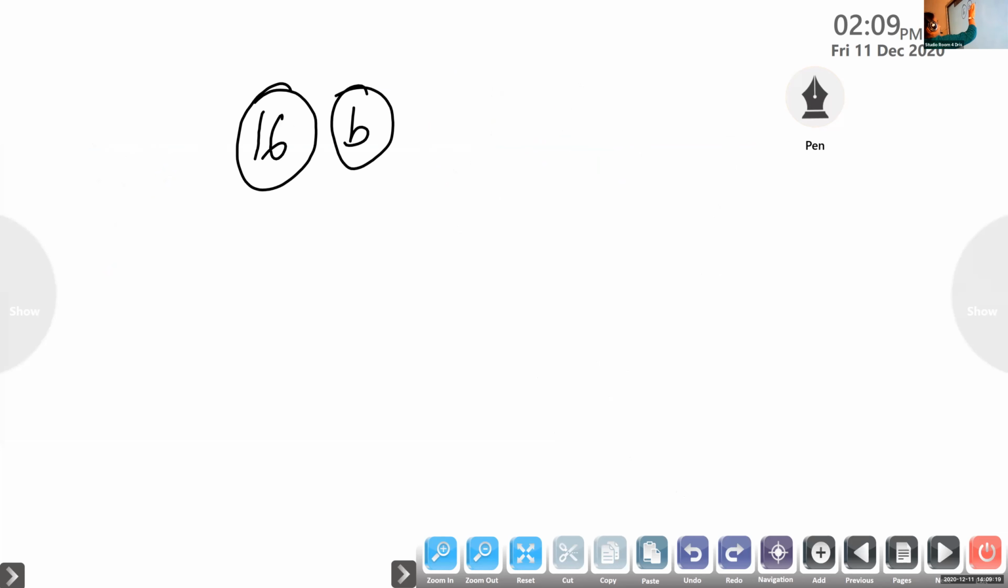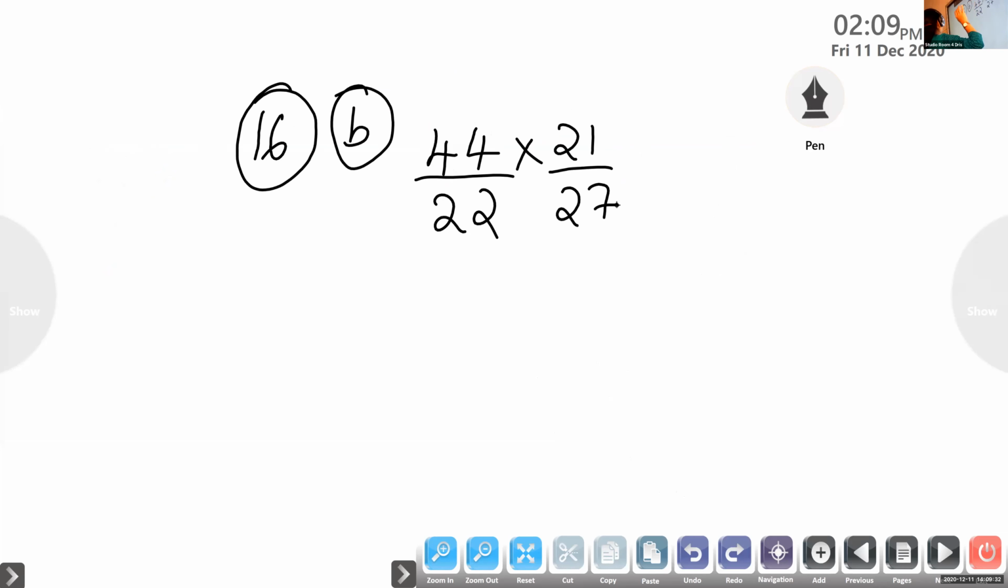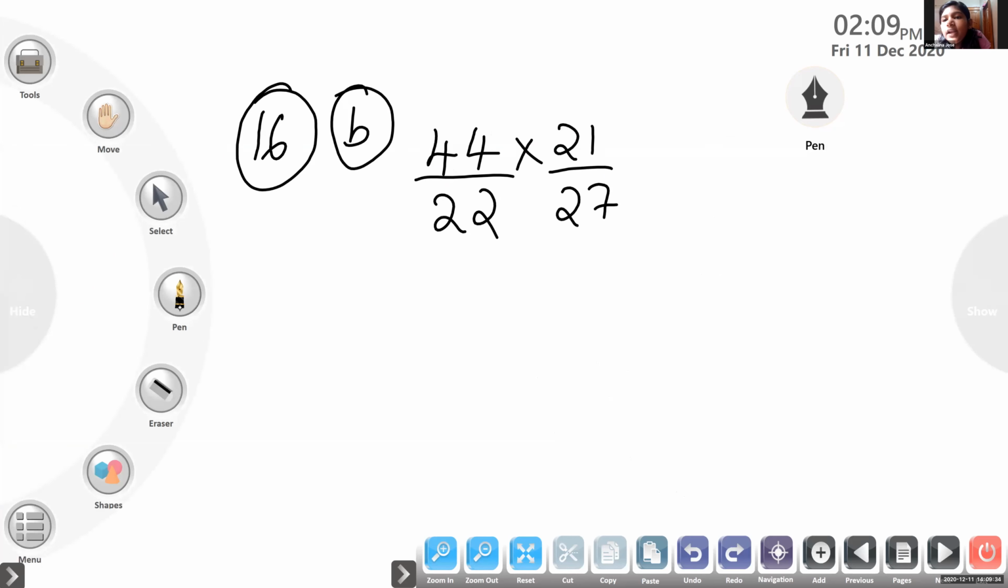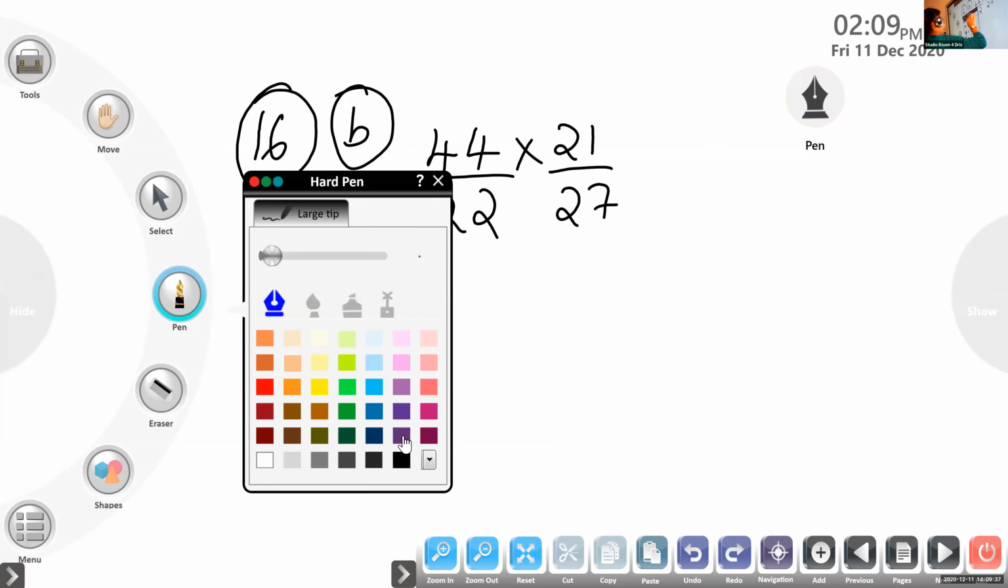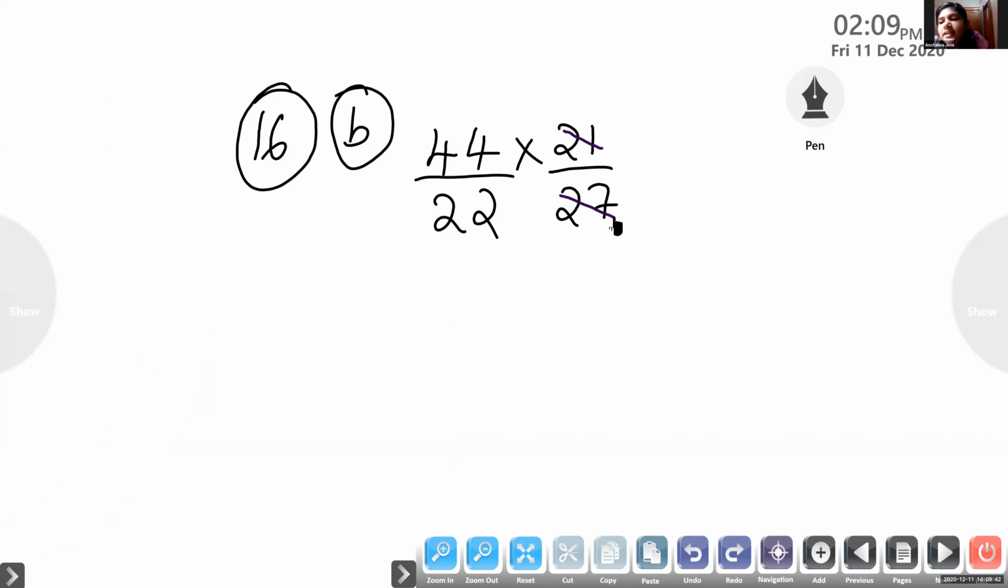44 by 22, 44 into, divided by 22, into 21 by 27. Okay, Angelina, which one you are going to start with? Ma'am, 21 and 27. Divide by which number? 3. Okay, then 21 by 3? 7. Okay, here 9. Here it is 9, here it is 7.